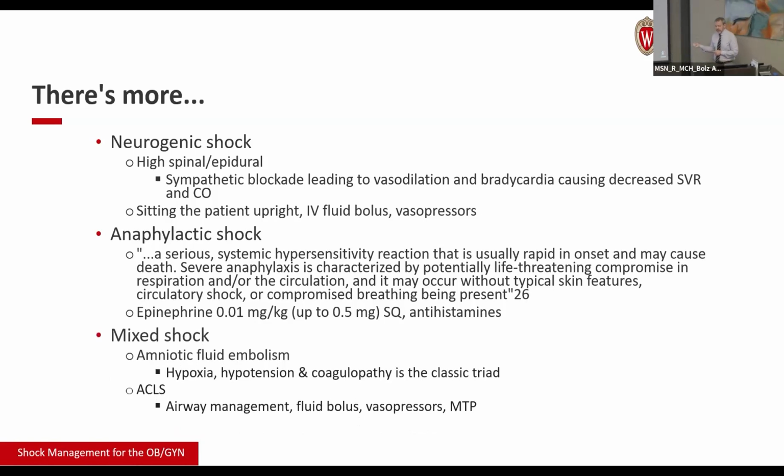And then you can have a mixed shock picture, right? Like an AFE or amniotic fluid embolism, which is all the shocks all in one. Circulatory failure, okay? Coagulopathy, so the pump's not working, the pipes aren't working because they're dilated because of the systemic response or the cytokine release from the amniotic fluid, and your blood's starting to break down in DIC. This is the worst, okay?